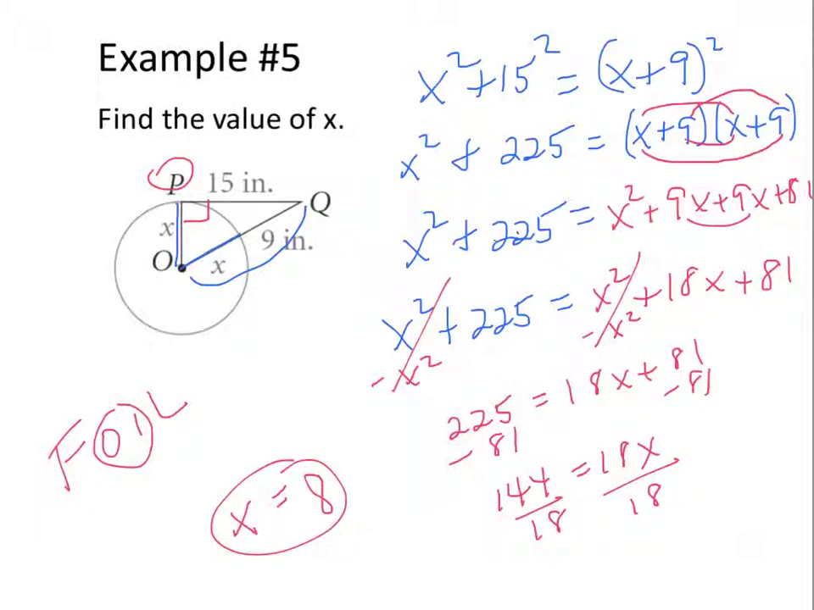Now look, when I plug 8 back into my right triangle, let me pick a different color to show you. I get 8, 15, and this whole side is 17. There's another triple. I have 8 plus 9, 17. That's how I solved for x.